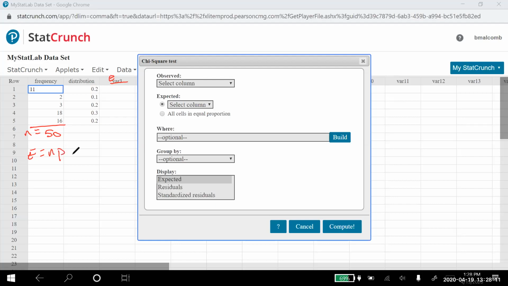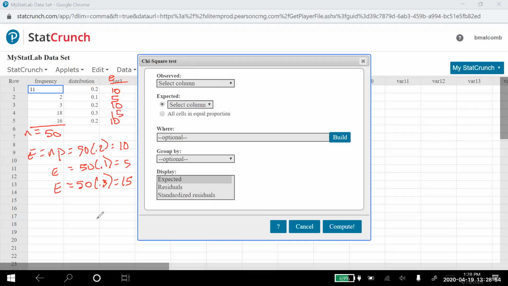Well, we have some P's of 20%. So we'd go 50 times 0.2. Well, 5 times 2 is 10, and then that 0 moves the decimal. So our expected here would be 10. That's more than 5, so that one's great. This one's also the same. This one's also the same. If we did 50 times 0.1, that's 5. Oh, 5's okay. And if we did 50 times 0.3, we get 15. So these are all E. So this one would be 15.